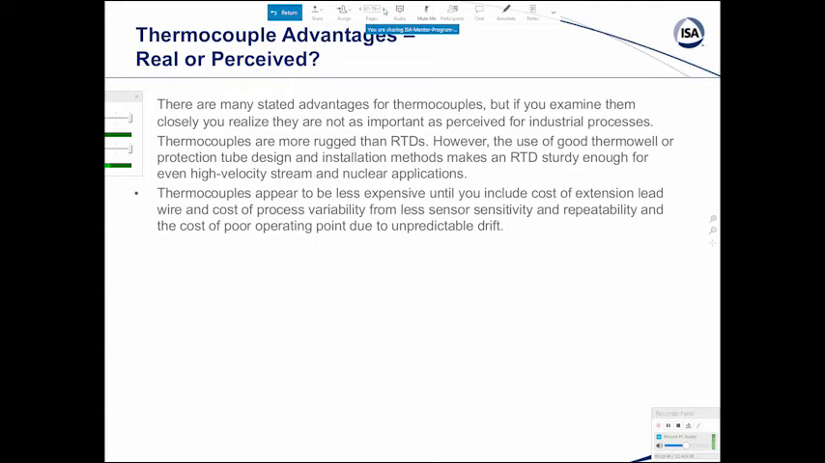So there's many thermocouple advantages stated. Are they real or perceived? But if you examine them closely, you realize they're not as important as you might think. Thermocouples are more rugged than RTDs. However, the use of a good thermal well protection tube design and installation methods make an RTD sturdy enough for even high velocity streams and some nuclear applications.